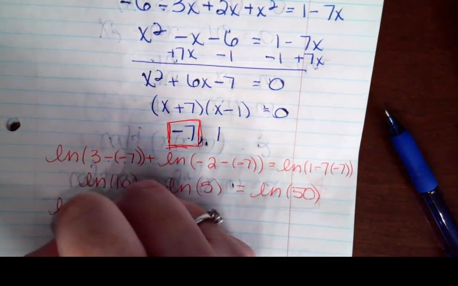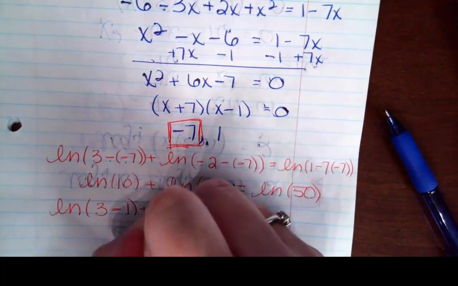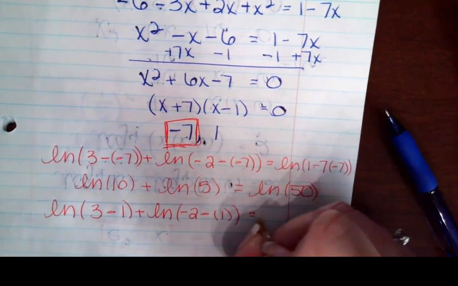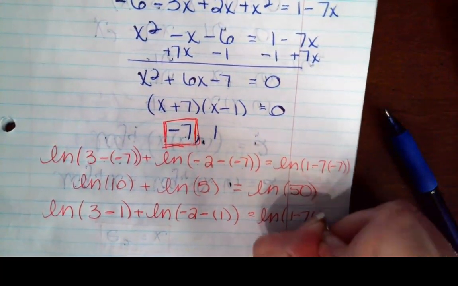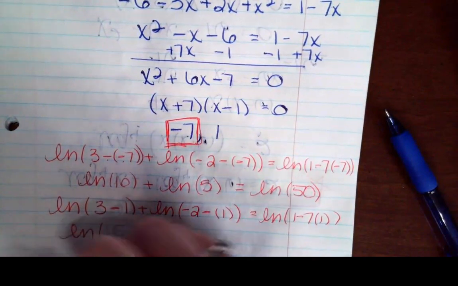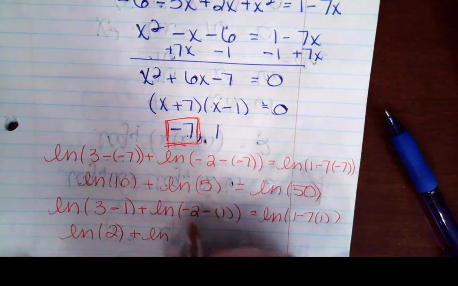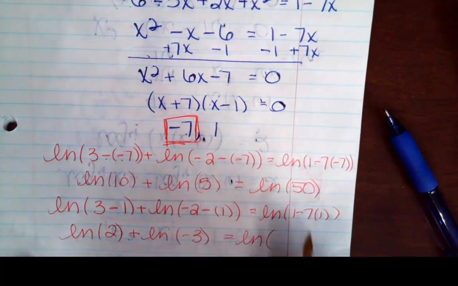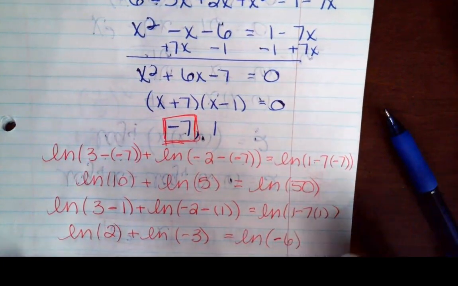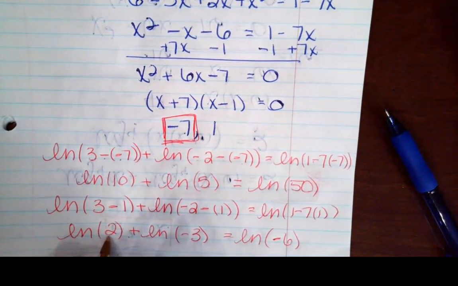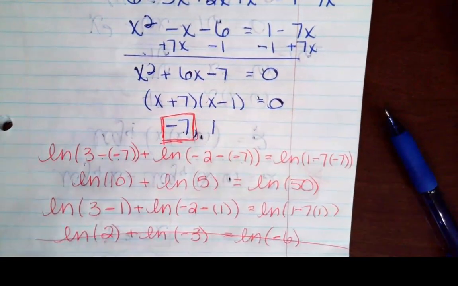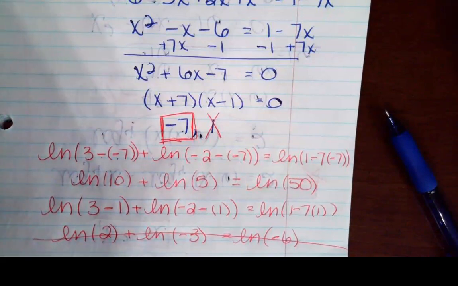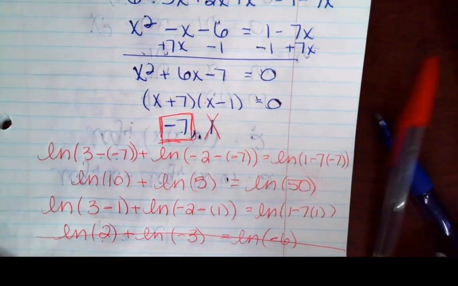So the natural log of 3 minus 1 plus the natural log of negative 2 minus 1 equals the natural log of 1 minus 7 times 1. So the natural log of 2 plus the natural log of negative 2 minus 1 is negative 3 equals the natural log of 1 minus 7 is negative 6. So positive and not 0. Not positive. Trash. So 1 does not get to be an answer. So negative 7 works.